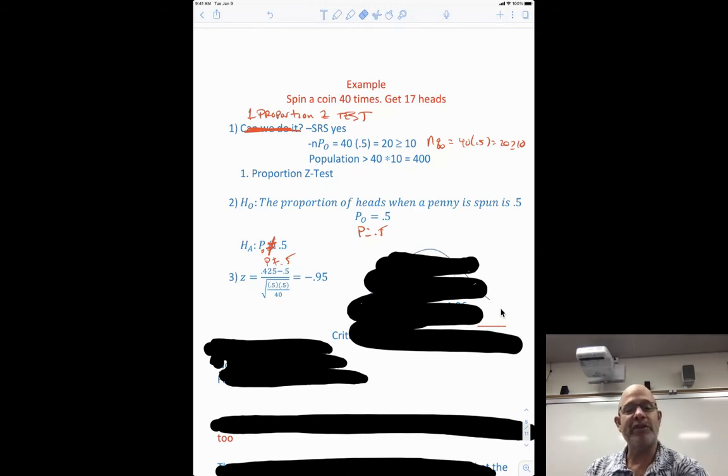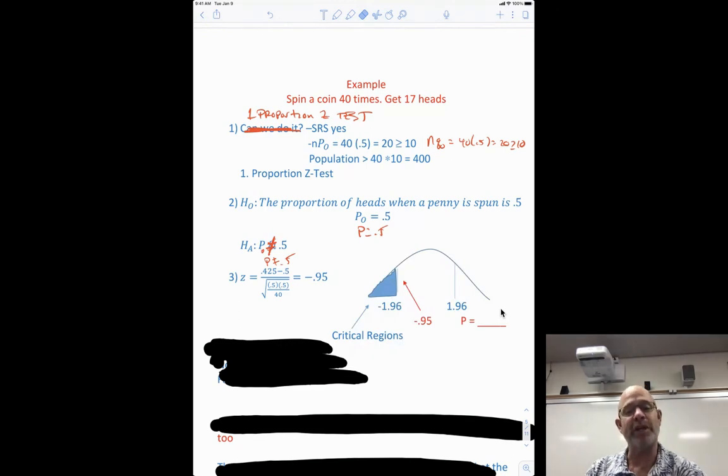Third thing you do is you find a test statistic. So the test statistic is what we got, p hat, 0.425, 17 out of 40, minus 0.5, over the square root of 0.5 times 0.5 divided by 40. It's negative 0.95. What does that mean? Well, I got a little picture here. Notice my picture has the critical values. Nowhere in the problem did it say what the critical value is, right? So if they don't tell you, it's always 95%. I mentioned that yesterday. So notice that negative 0.95 is not in the rejection region.